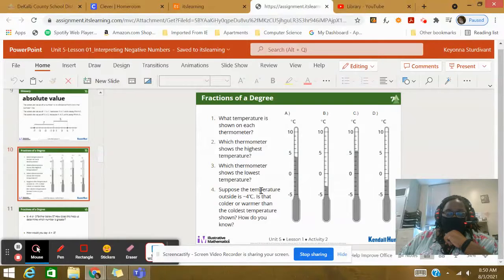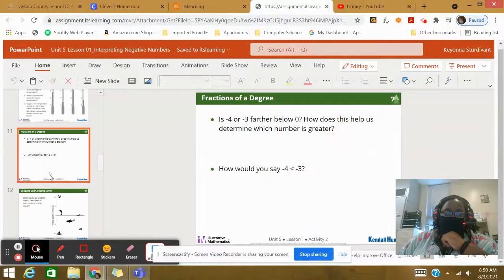And then question four says, suppose the temperature outside is -4 degrees. Is that colder or warmer than the coldest degree? So remember that three is asking for the lowest temperature, which in context means that it's the coldest. So compared to your answer for three, is -4 warmer or colder than the answer that you came up with for three? The next question says, is -4 or -3 farther below zero? And how does this help you determine?